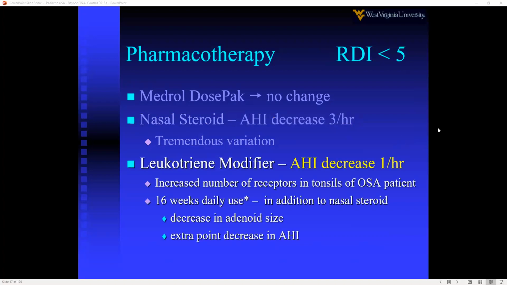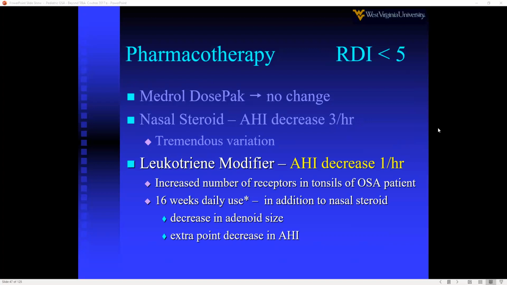And then a leukotriene modifier. You know, we pretty much have one singular. It's very safe. Sometimes there's some behavioral questions. I have seen that very rarely, but Dr. Carr probably seen it more than I have. And there are leukotriene receptors both in the adenoid and tonsil, as well as in the nasal tissues. And again, 16 weeks of daily use.